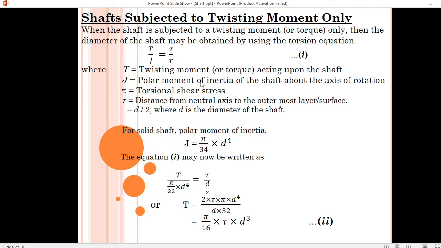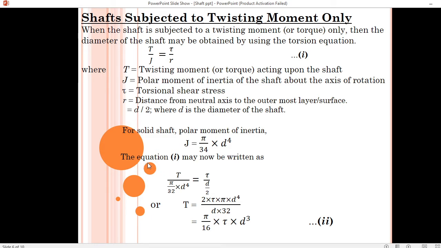Next, J is the polar moment of inertia of the shaft about the axis of rotation. Tau is the torsional shear stress. R is the distance from the neutral axis to the outermost layer of the surface, so R you can write as D by 2, where D is the diameter of the shaft. Next, for a solid shaft, the polar moment of inertia is J equals pi by 32 d to the power 4. This you have already read in your previous semester.